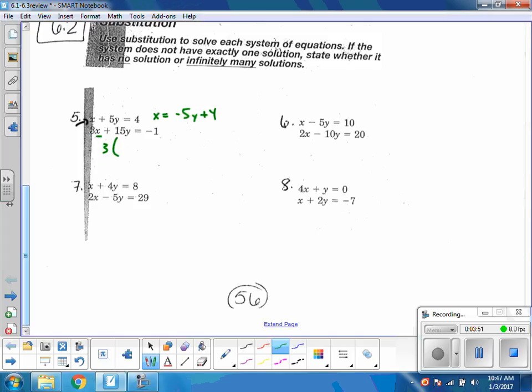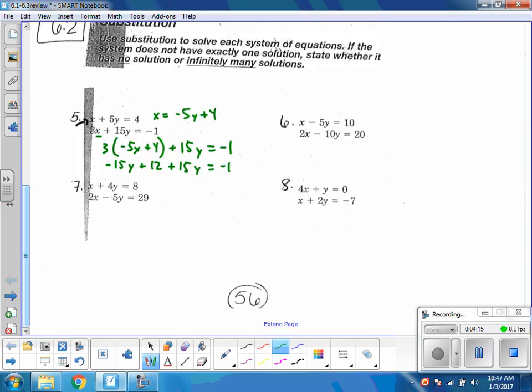So 3 times negative 5y plus 4 plus 15y equals negative 1. I need to distribute this out to everything, so 3 times everything inside the parentheses, so I end up with negative 15y plus 12 plus 15y equals negative 1.